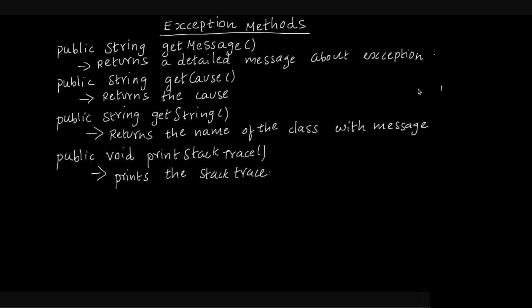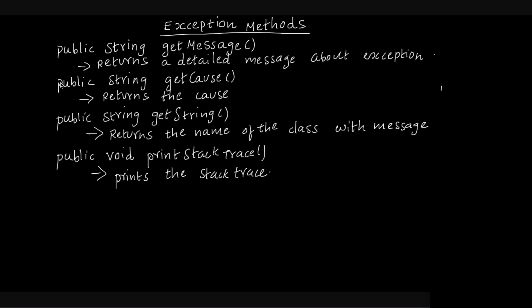The first method is public String getMessage. By calling this method, it returns the detailed message about the exception. So if some exception occurs, it will return the detailed message about the exception. Using that message, you can either debug the problem or analyze the exception further.